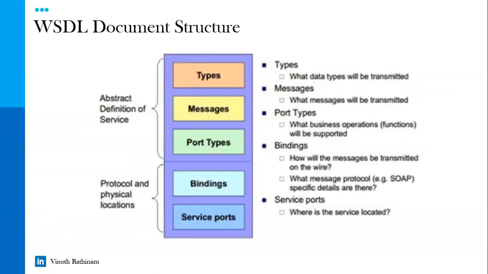So what is the structure? It has five parts: types, message, port type, binding, and service. This one is important, we will focus on this. But what is type? Let's see what type of data.